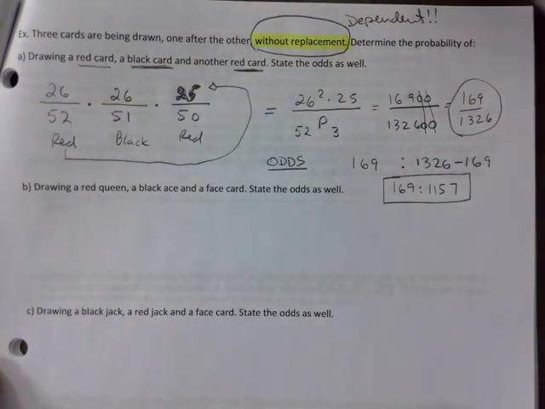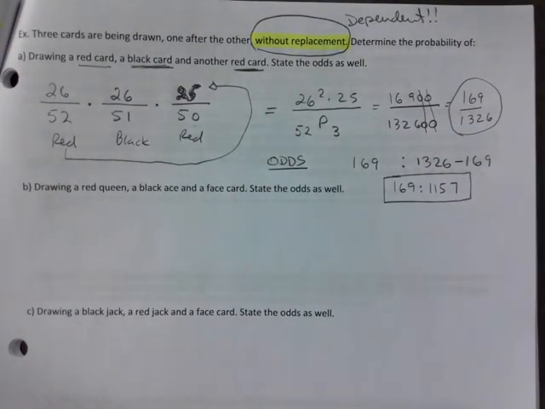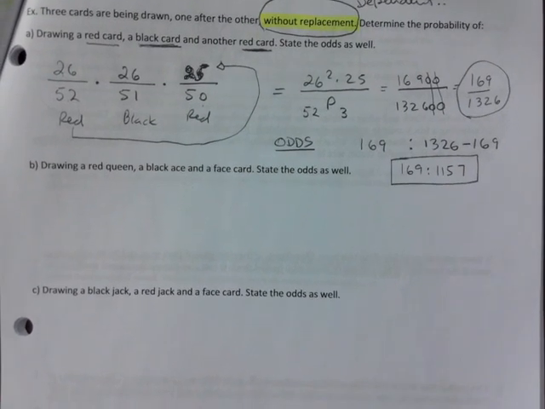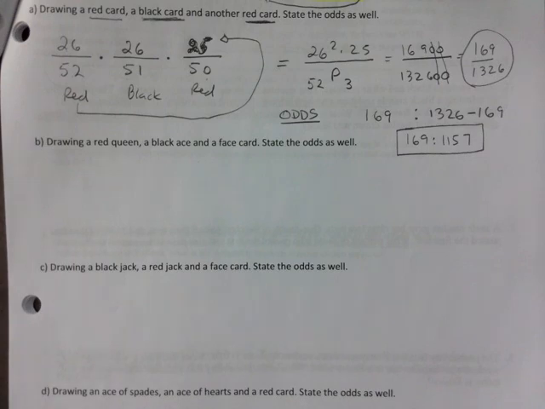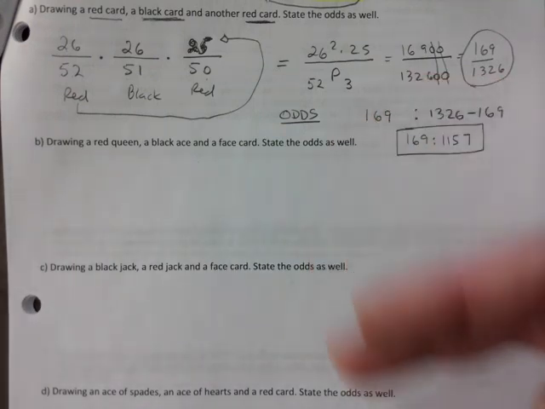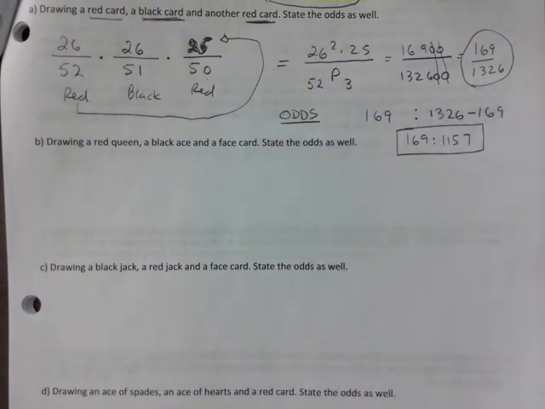Try B, C, and D on your own. See how well you can do it; let's slowly take away the training wheels. Maybe worry about the odds later, right? Right now, I'm just curious, do you know how to set up this problem and figure out your probability of those three things happening in a row, okay? One, then the other. It's not happening at the same time, in a row, okay?